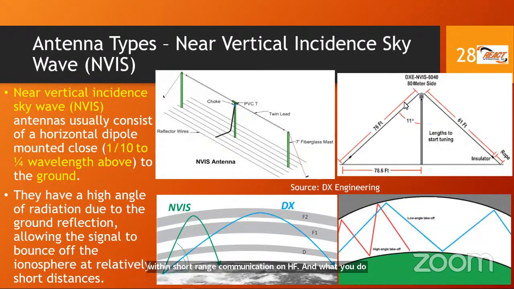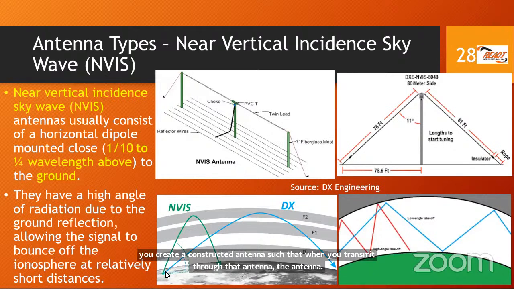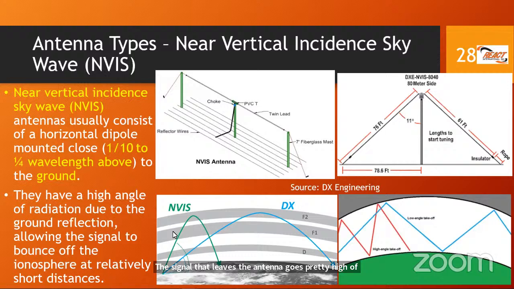So you create or construct an antenna such that when you transmit through that antenna, the signal that leaves the antenna goes pretty high up, almost vertically up, right, at a very high angle, so that when it hits the ionosphere and the ionosphere bounces it, or it reflects it, or really it refracts the signal, it will drop shorter than it would had the signal gone probably at a low angle of radiation, right? Which is what typical antennas will do. As a matter of fact, as a ham, you're actually trying to create a low angle of radiation for your antenna, because the lower it is, the further your signal will go, and it will skip and go all around the world.